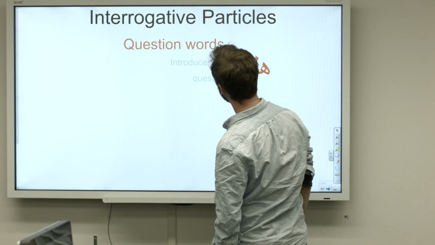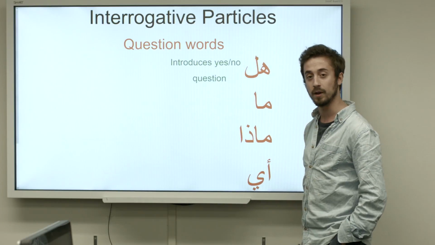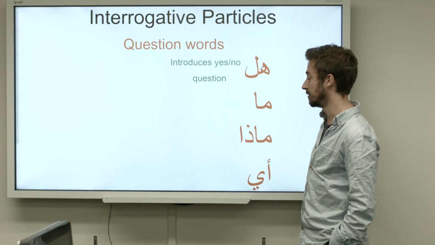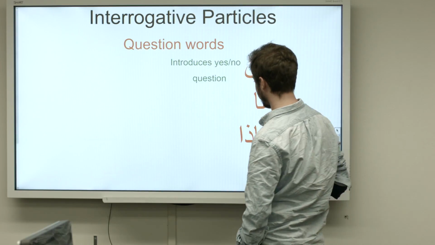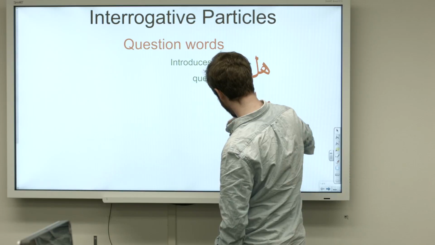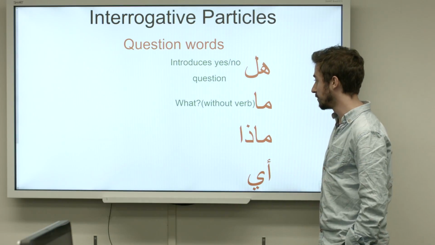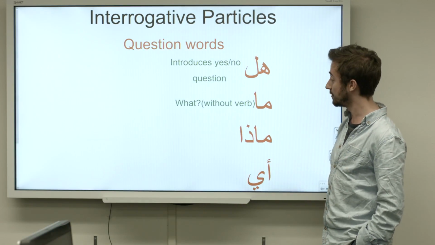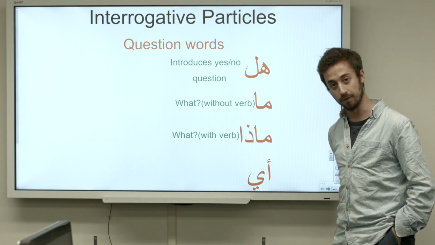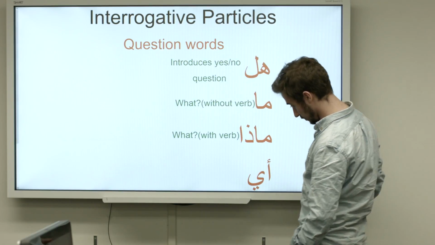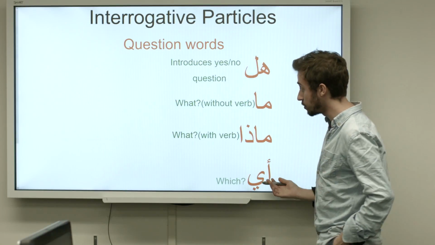Hal, for example, is used to introduce a yes or no question, just like do in English. Do you like baseball? Do you like ice cream? Whatever. You can think of thousands of examples. Ma just means what, and we use it in sentences without verbs. And mother also means what, but we use it in sentences with verbs. And I just means which.